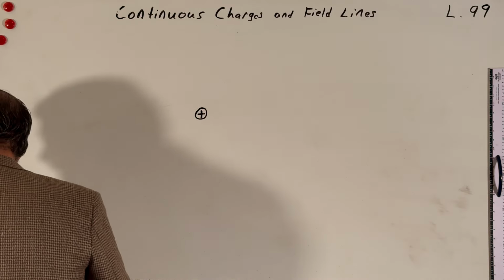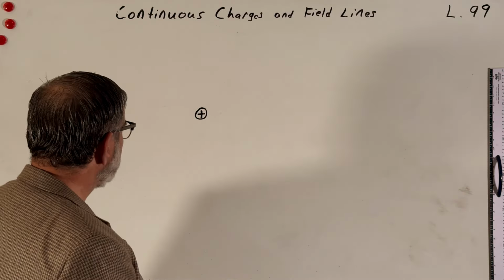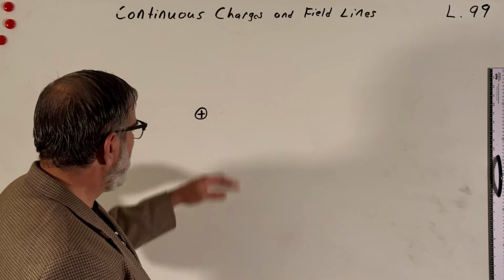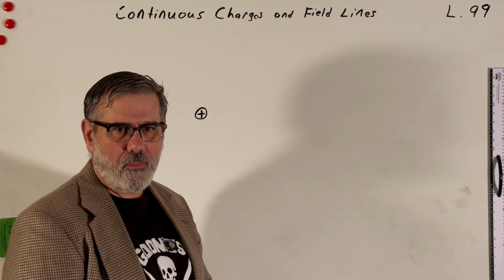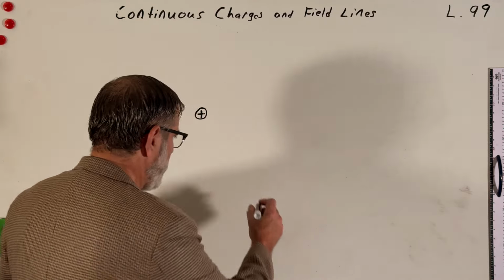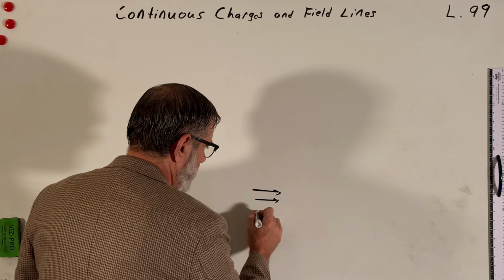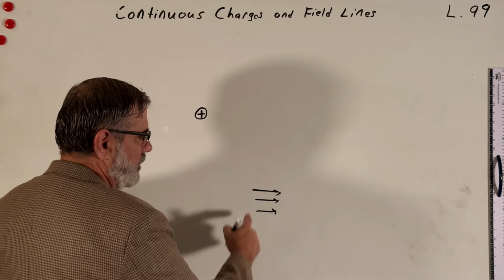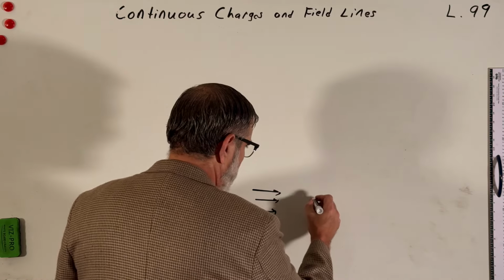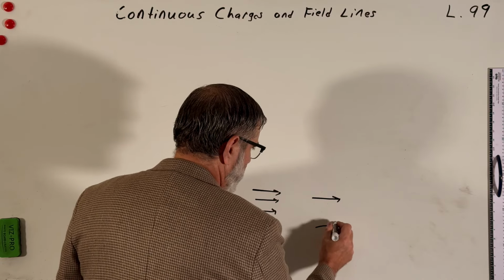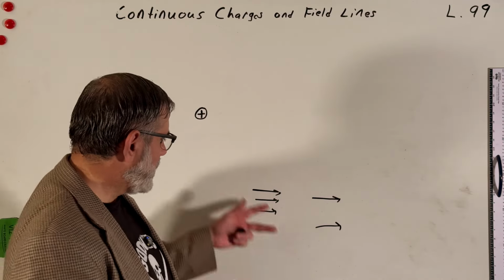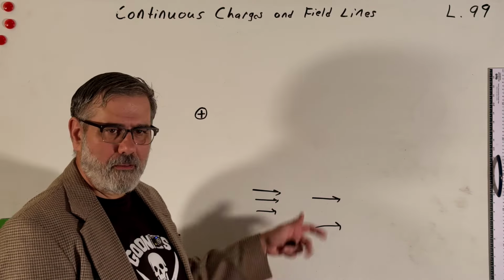Number three, the number of lines within a given area is proportional to the field strength, okay? So, for example, if these are my field lines, this electric field is much stronger than, say, this electric field, okay? Because in the same area, there are more field lines, you see?